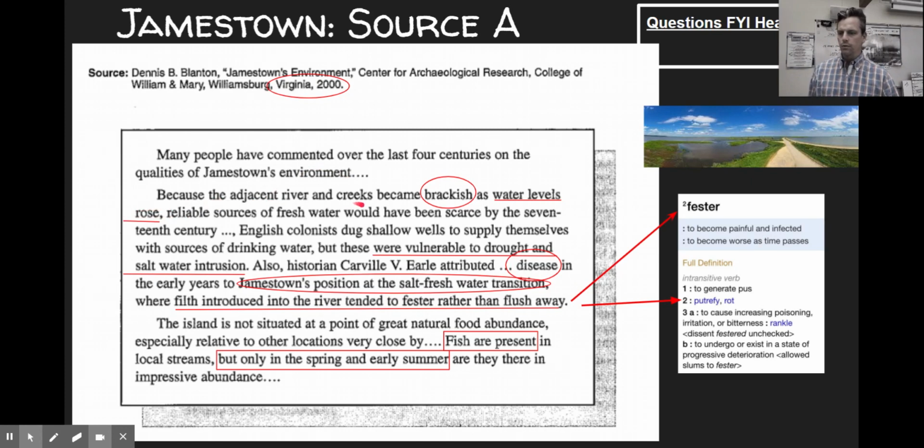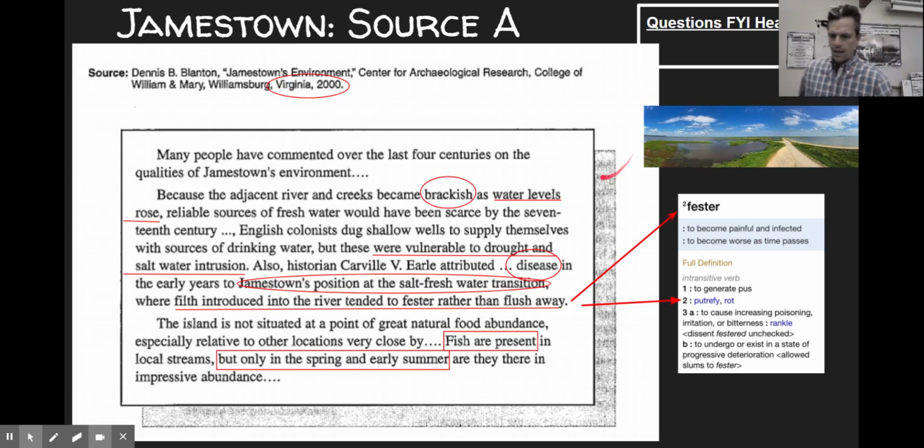Because the adjacent river and creeks became brackish as water levels rose, reliable sources of fresh water would have been scarce by the 17th century. So that means they're not around. There's not that many. The fresh, good water is scarce. And the key is it's becoming brackish. I put in a picture over here of brackish water. That should remind you, since you're in Encinitas, of San Elijo Lagoon.